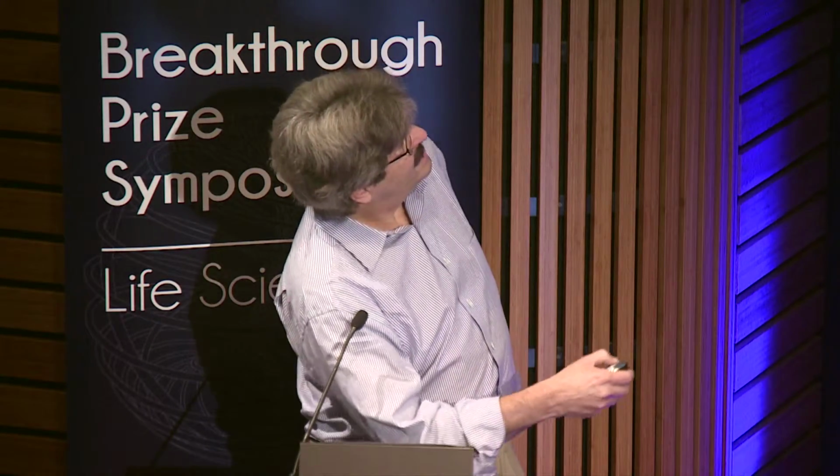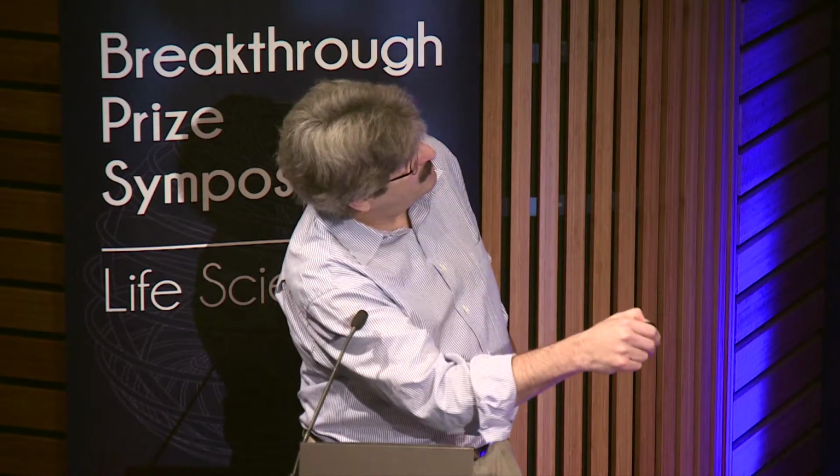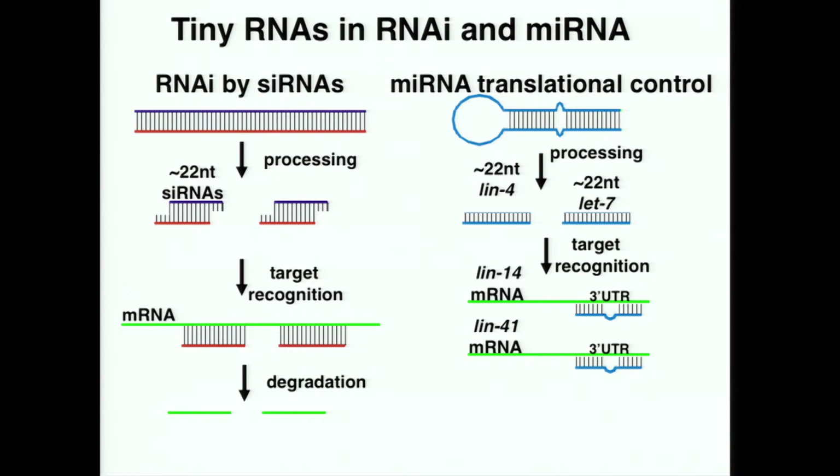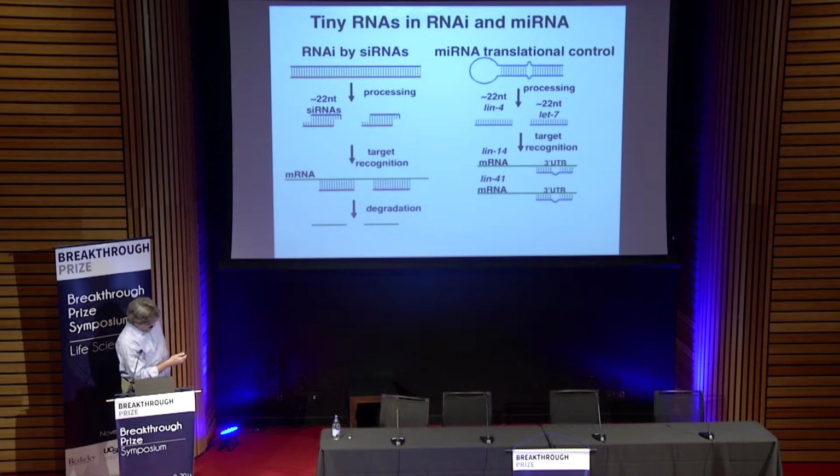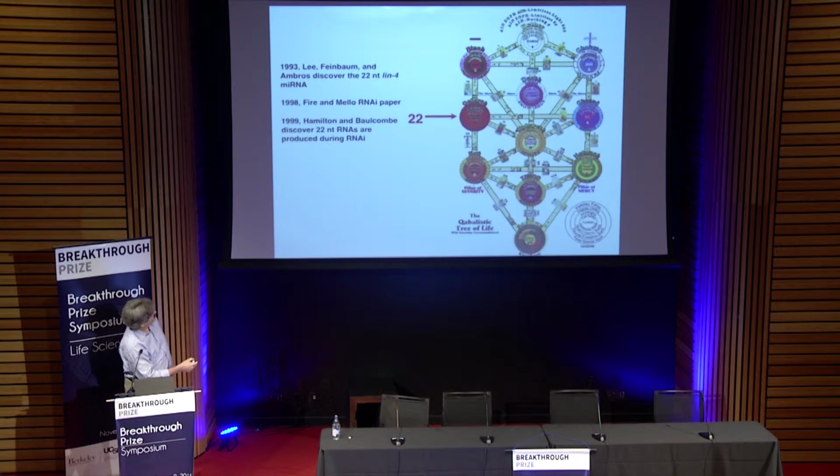Now, one last thing I wanted to mention is, okay, the microRNAs are sort of the first example of a tiny RNA, and then what followed was the discovery of RNAi by Fire and Mello, and the discovery of siRNAs that are produced from RNAi by David Baulcombe. And those siRNAs were also 22 nucleotides long. And what was interesting to me was that 22 is actually a holy number in the Jewish Kabbalah.